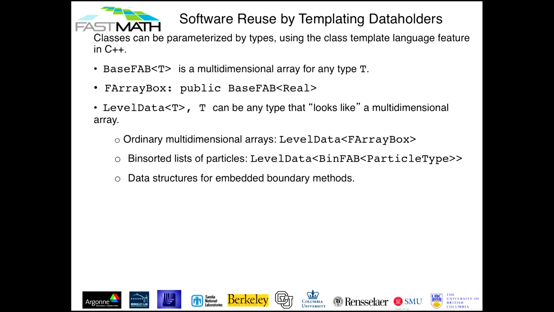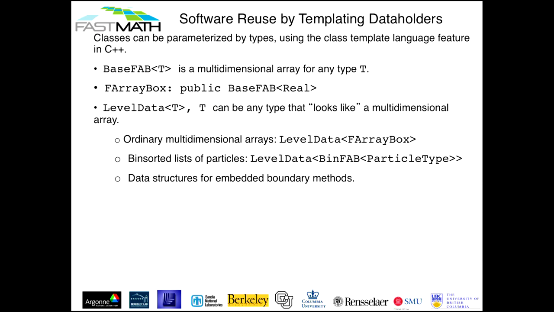In our code, we do a lot of software reuse by templating. So first there's templated data holders. A BaseFab's only members are a T pointer and a box. So you can just tell us what your data type is and where you want it defined and how many components there are. So it has an int for how many components, it has a T pointer for your data type, and it has a box saying where this is defined.